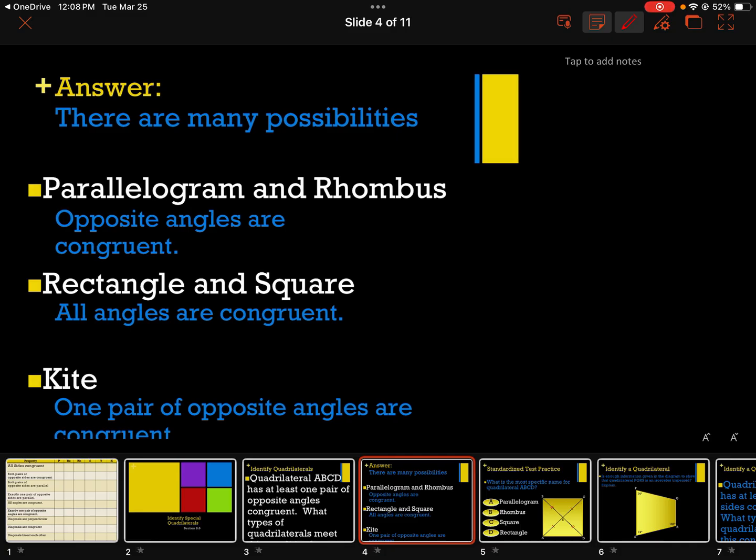Okay, well, there's many possibilities. It could be a parallelogram and a rhombus, because you have opposite angles congruent there. It could be a rectangle and a square, because all the angles are congruent. Or it could even be a kite, because it has one pair of opposite angles congruent. So sometimes when you don't have enough info, you can't really say for sure what it is, but you can kind of rule some things out or make a better guess on what it could be.